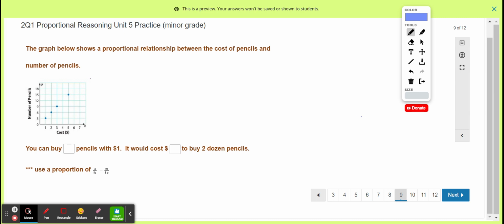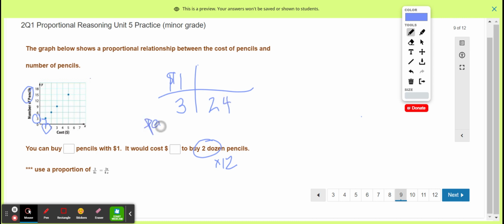So looking at the cost right now, $1 buys you 3 pencils. So $1 is 3 pencils, and this question is asking about 2 dozen. A dozen is 12, so 2 times 12 is going to be 24. We have pencils on the bottom, and we can use either dividing by 3 or you can do times 8 to help us solve. 3 times 8, and then 1 times 8 for the total cost.